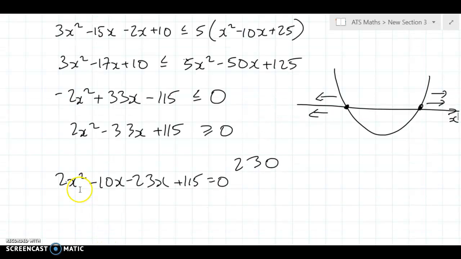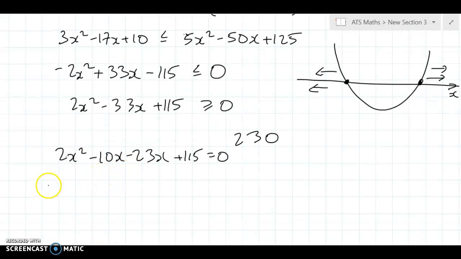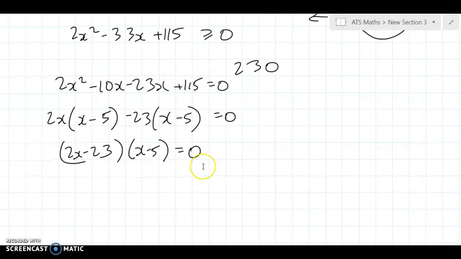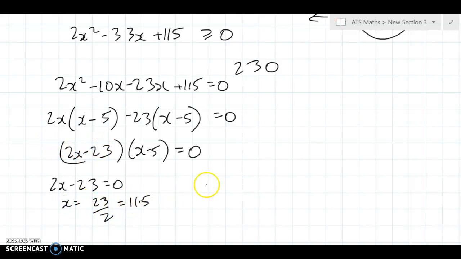So we can take out 2x there, and we get x minus 5, and we take out minus 23 there, we're going to get x minus 5 as well. So we get 2x minus 23 times x minus 5 equals 0. So our points of interest are going to be, 2x minus 23 equals 0, so x is going to be 23 over 2, which is 11.5, and over there then x equals 5.